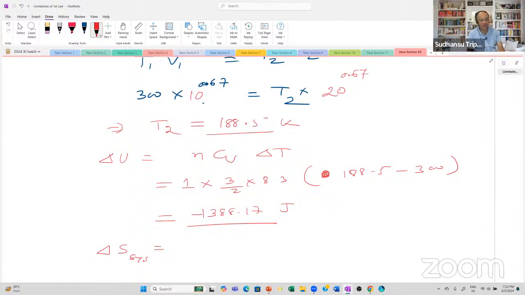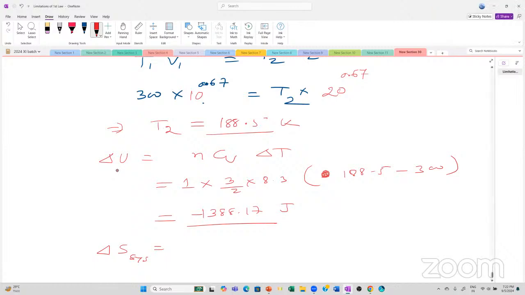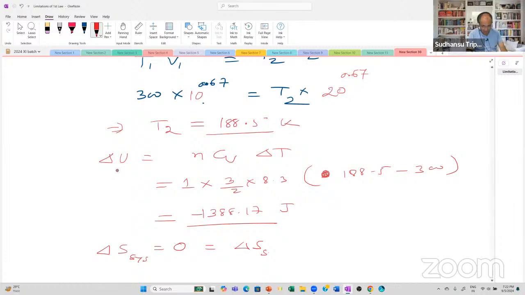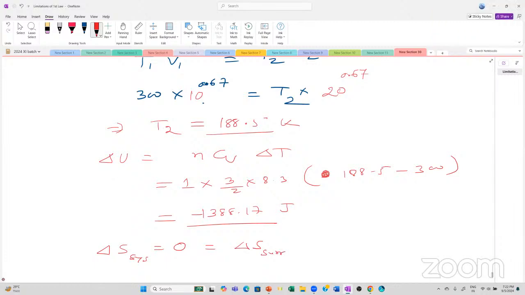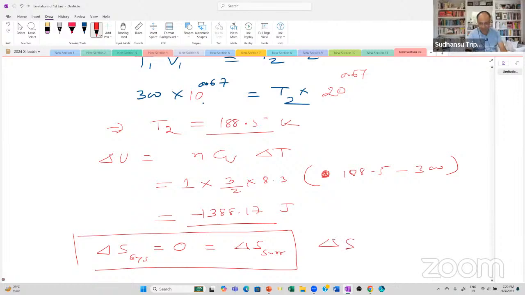Okay, okay, you are not able to catch it. Omkar, sir, 0. And what is the entropy change of the surrounding? So that is also 0. It will cancel out. Hence, del S of the universe is also equal to 0.